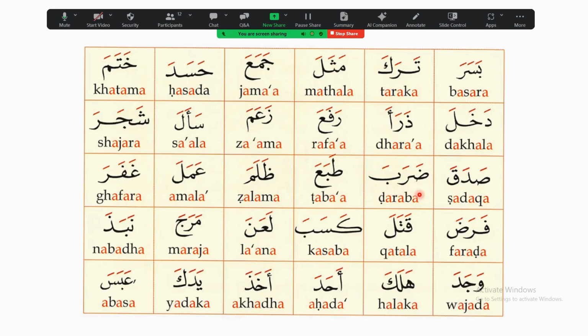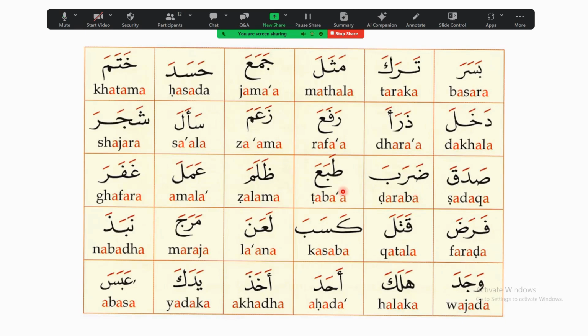ضرب. How do we articulate this dad? The sides of the back part of the tongue, or you can just take one side of the back part of the tongue, and you touch that or those with the upper molar wisdom teeth, and you make a heavy sound and say ض, ضرب.